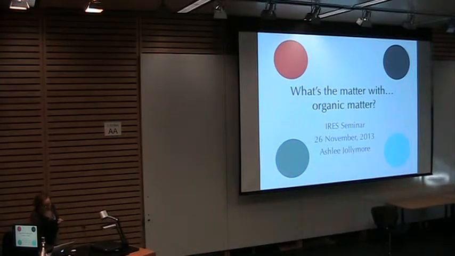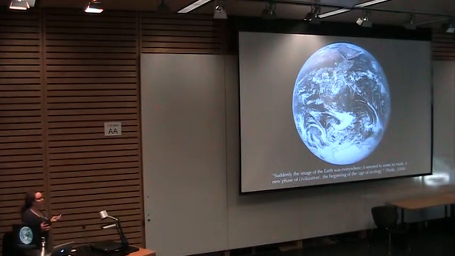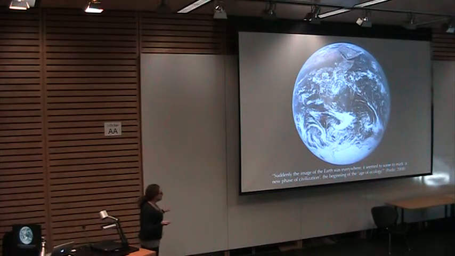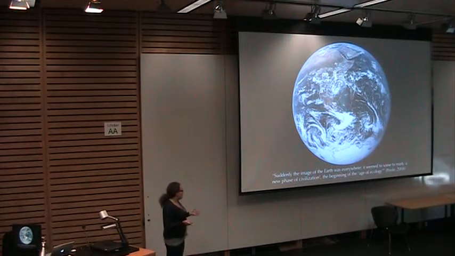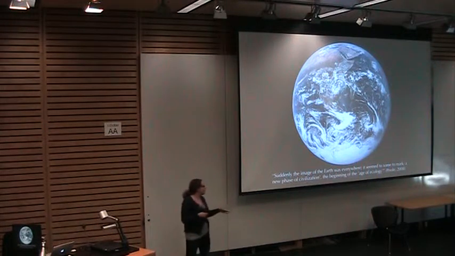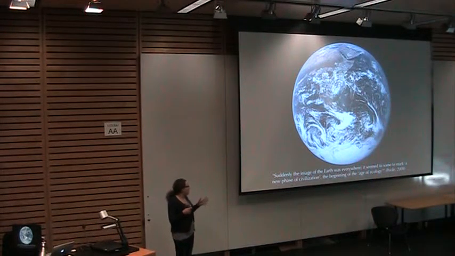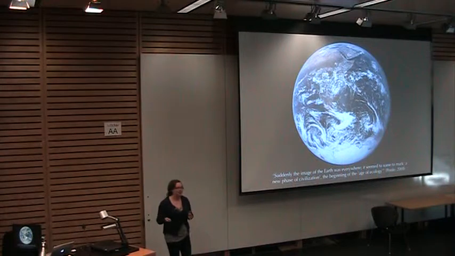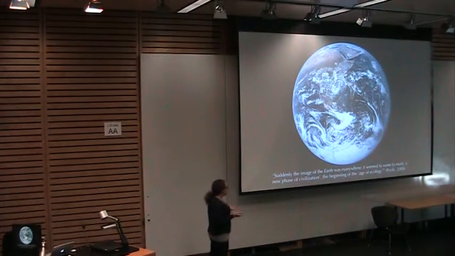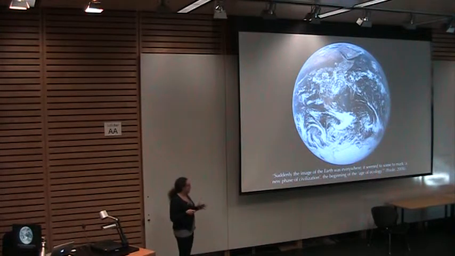So I thought I'd start really broadly with probably the most famous view of the world that is out there. This is the really famous picture of the Earth that was taken by the Apollo 17. What's interesting about it is historically people used this as a defining of a new age of environmental thought. People looked at this and saw something that was delicate and something that needed care. So the image of Earth was everywhere. It seemed to some to mark a new phase of civilization, the beginning of the age of ecology.